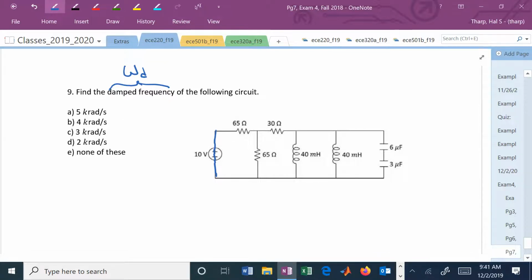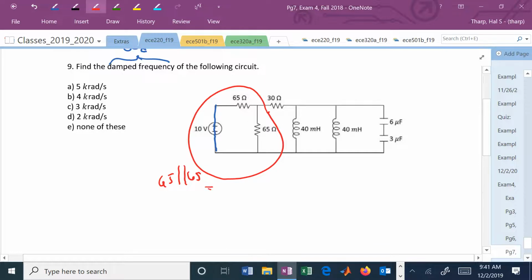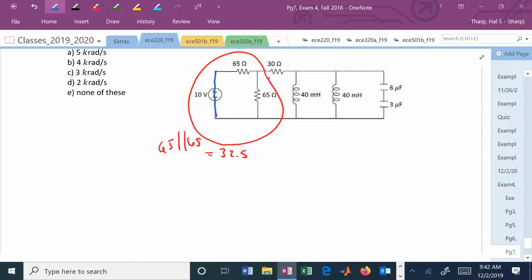Now, we look at this circuit and we say, can I make this into a parallel or series RL circuit? Or is it a parallel or series RLC circuit? Do you see now that I have 2 65s in parallel? And that parallel combination is in series with 30. So this is now half of that, or 32.5. I now add that to the 30 ohms, and how can I simplify this?